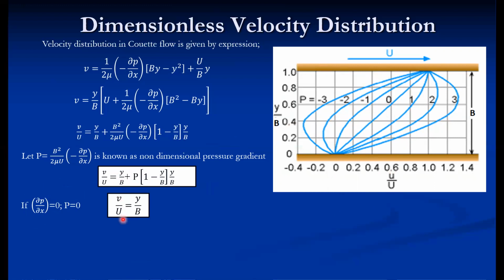So V by U, that is local velocity by plate velocity, is equal to Y by B. So we can say that velocity varies linearly with Y. That means the flow is said to be plane Couette flow. This condition generally arises when the fluid in between is not flowing. Whatever the movement of fluid, that is because of the movement of this plate. So that situation is similar to our Newton's law of viscosity.